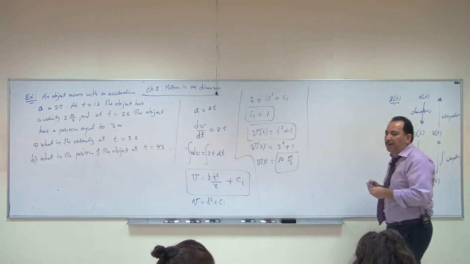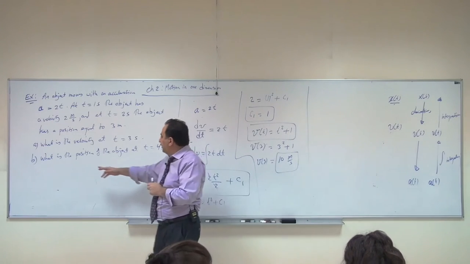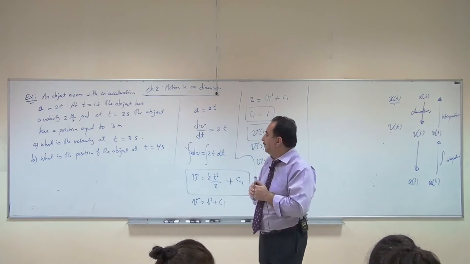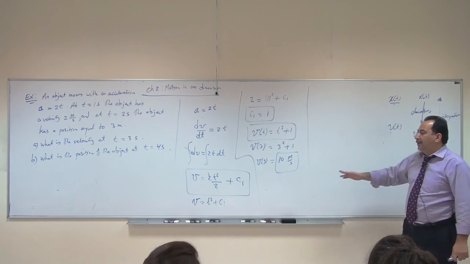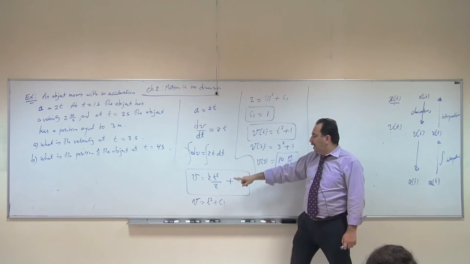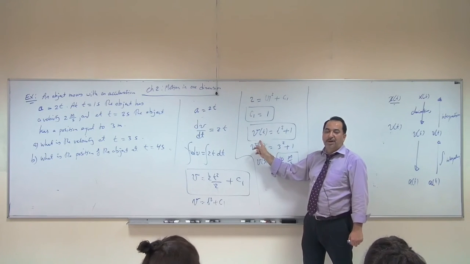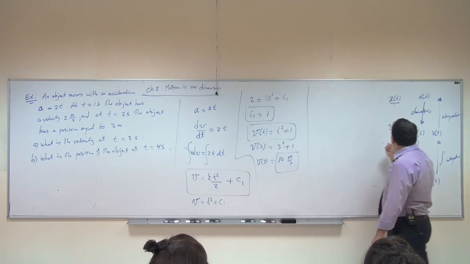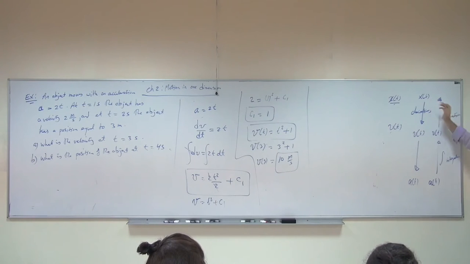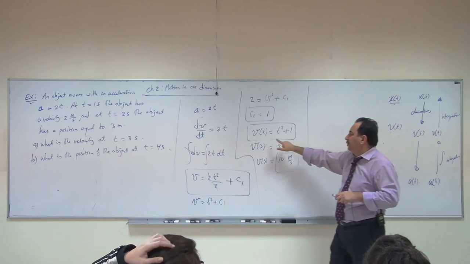Let's go to the second part, B. What is the position of the object? Which means find x. Position, x. Now, where are we now? In velocity. I was in acceleration first. You have the velocity function. So where do you start? In the chart, you are here, and you want to go to the position, going up, yeah? So what do you have to do? Another integration for this function.